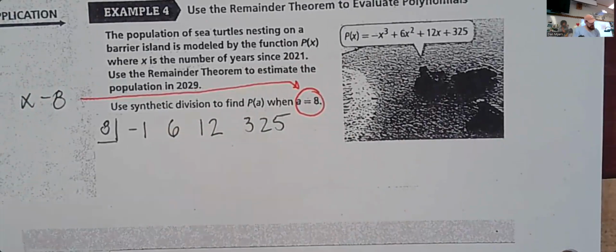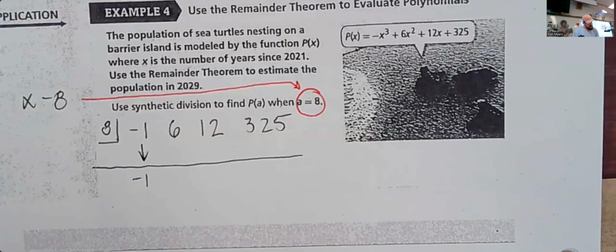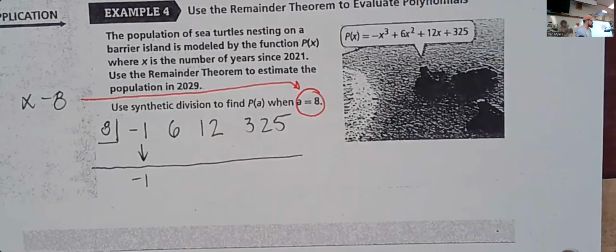All right, let's go ahead and set this up. Bring down our -1. And go ahead and solve this one. Just work through it. Tell me what you get. Yeah, so you'd have 0, then 0 again.